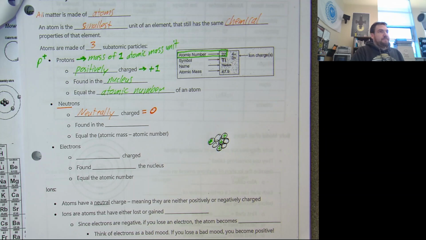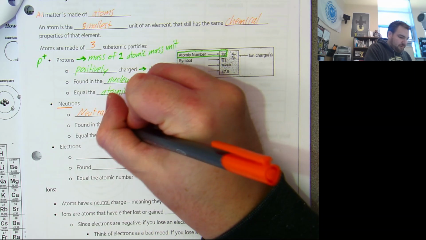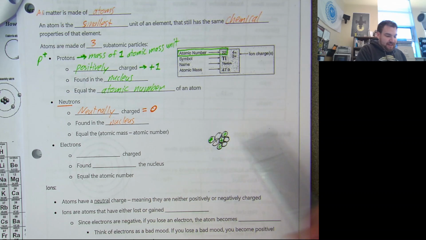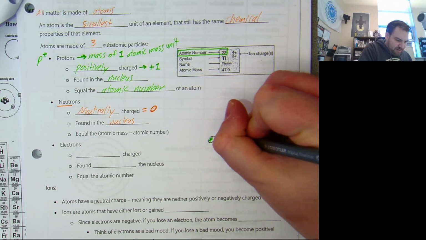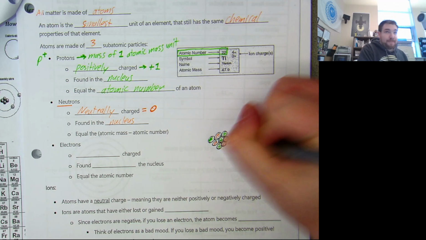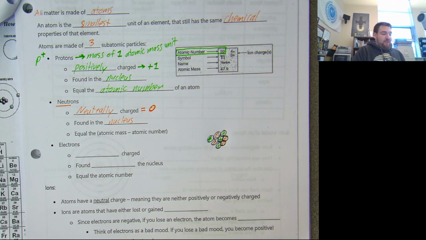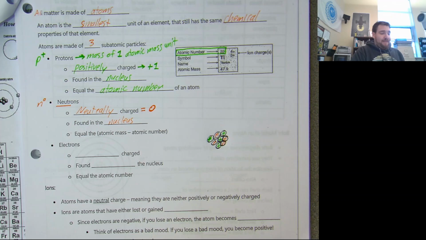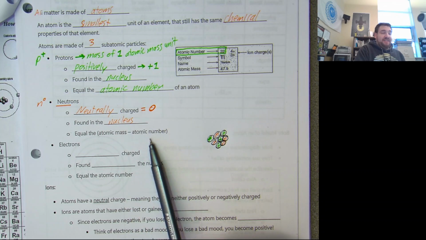Neutrons are found where? Also in the nucleus. So in these ones that don't have anything in them, let's put some N's in there. Because the symbol that we use for a neutron is actually the letter N with a 0 up next to it. And the number of neutrons that you have are equal to the atomic mass minus the atomic number.